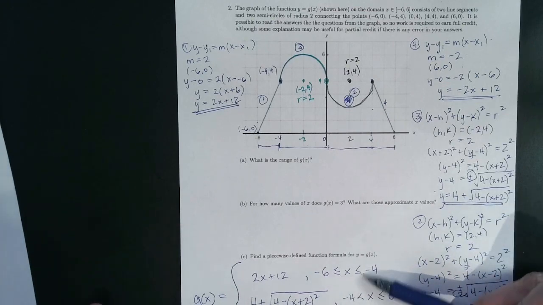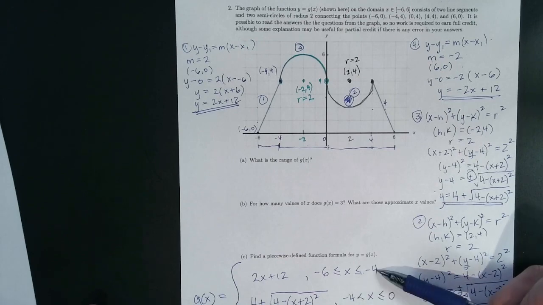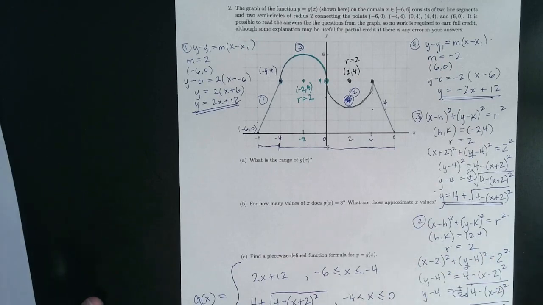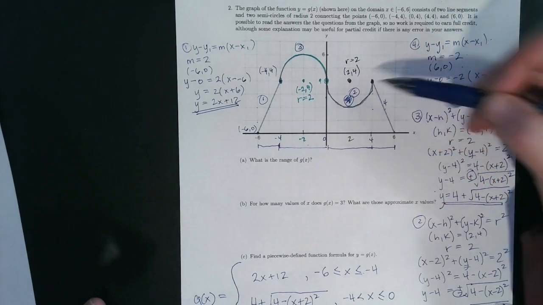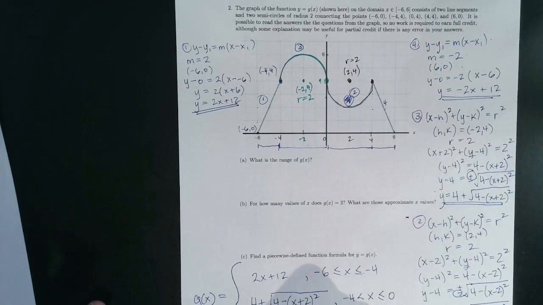Notice that it doesn't matter where I put the strict inequality here. I put it down here. I just need to pick up that one domain value of negative 4. Okay, this part here is this part. So we have 4 minus the square root of 4 minus x minus 2 squared. And that's, let's see, 0 less than x less than or equal to 4.